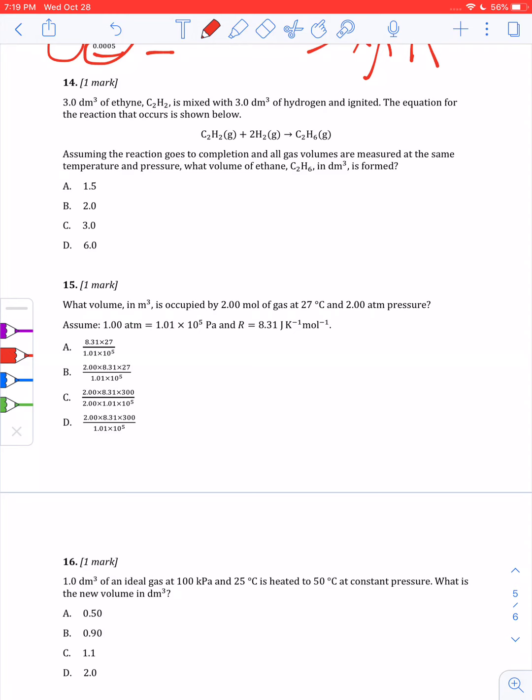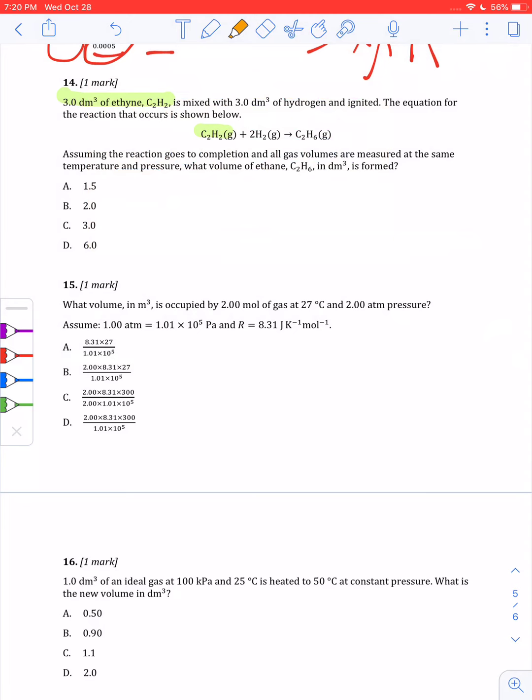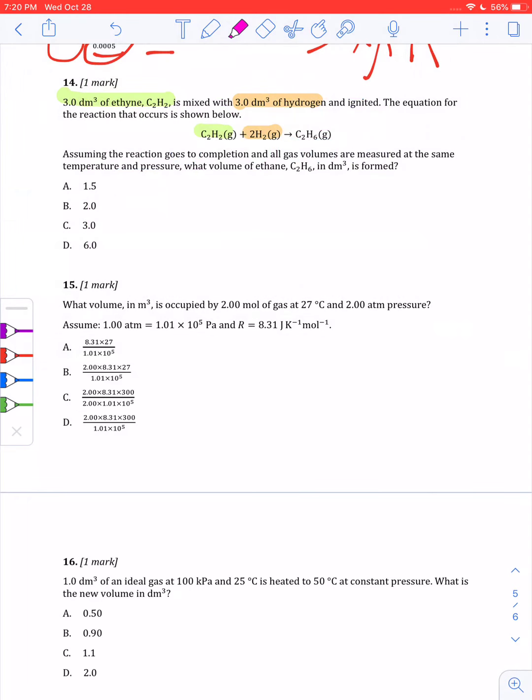All right, so number 14. This one, okay, this is similar to some of the ones from earlier. This is an Avogadro's law question, and it's a limiting reactant one. So we have 3 cubic decimeters of ethine, which is this right here, C2H2. And it says it's mixed with 3 cubic decimeters of hydrogen. So that's this reactant. So they've given us both amounts of both reactants.